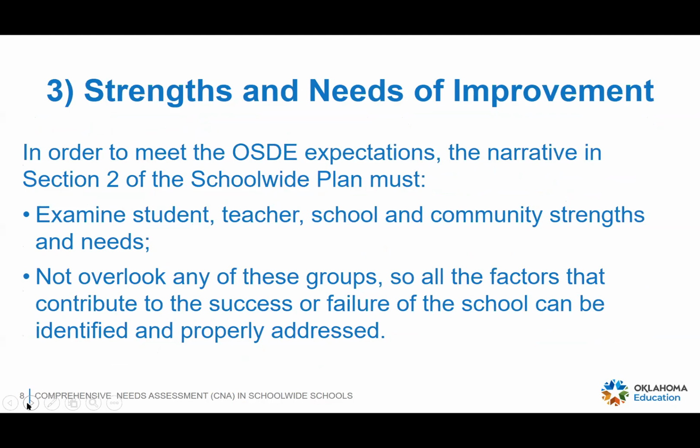Also, in order to meet the OSDE expectations, the narrative in Section 2 of the Schoolwide Plan must examine student, teacher, school, and community strengths and needs, and should not overlook any of these subgroups. So all the factors that contribute to the success or failure of the school can be identified and properly addressed.